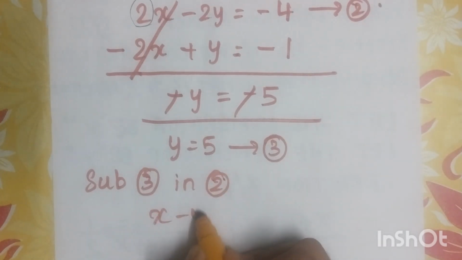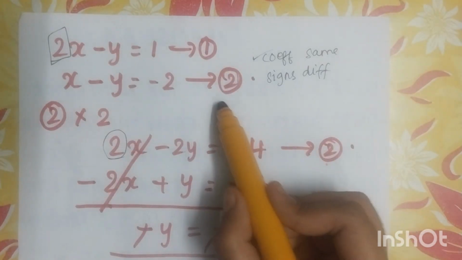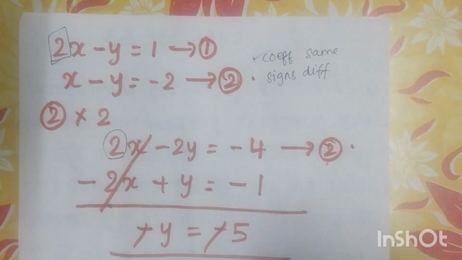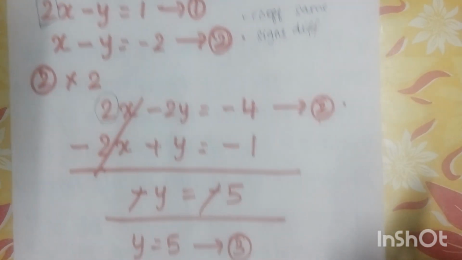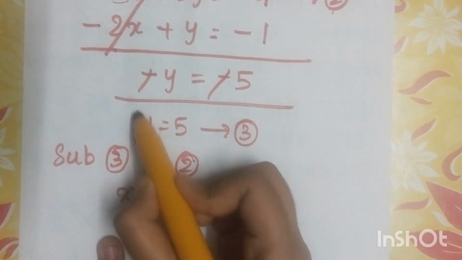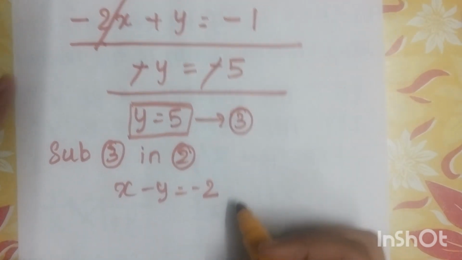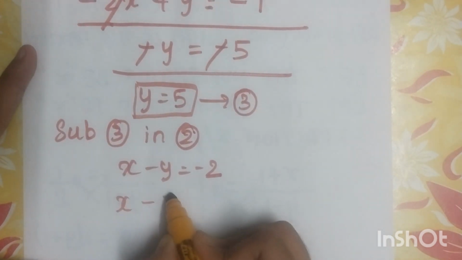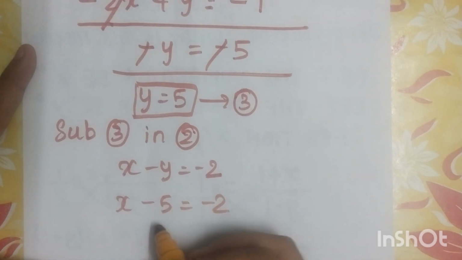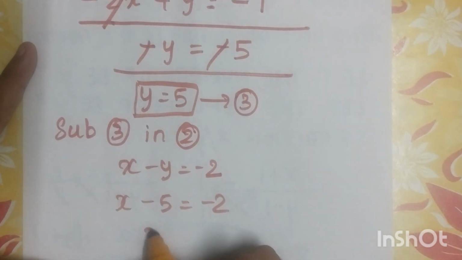So x minus y is equal to minus 2. Here 2 equations are there, so you can substitute in any one of the equations, whatever value you are getting here. So x minus 5 is equal to minus 2. So x is equal to minus 2 plus 5, so x is equal to 3.